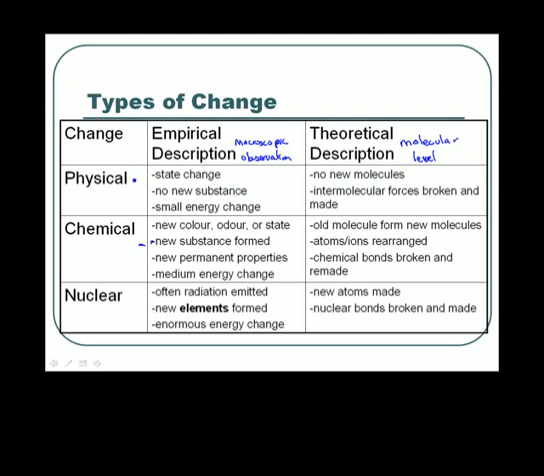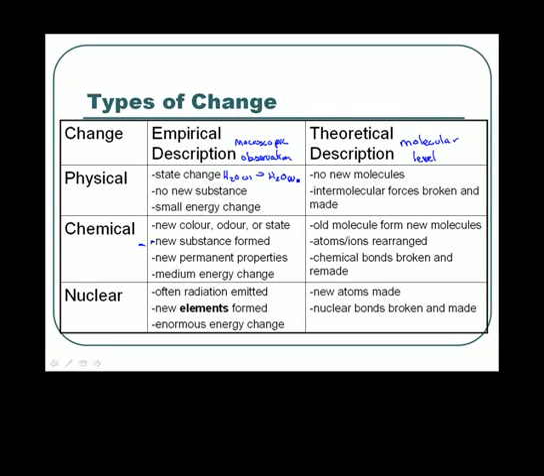So for types of changes, one type of change is a physical change, like a state change. And this would be simply something like melting water. You start with solid H2O, it goes to liquid H2O. So, in terms of empirical descriptions, we don't get any new substances. We still have water at the beginning and water at the end, or maybe it's solid carbon dioxide and gaseous carbon dioxide.